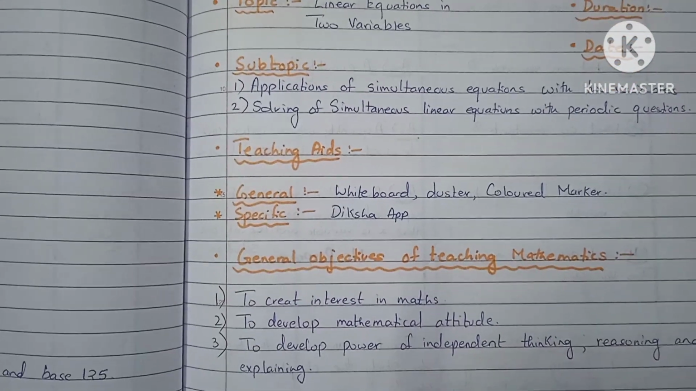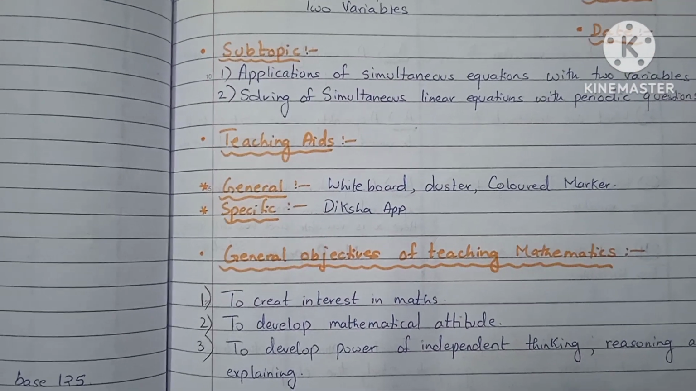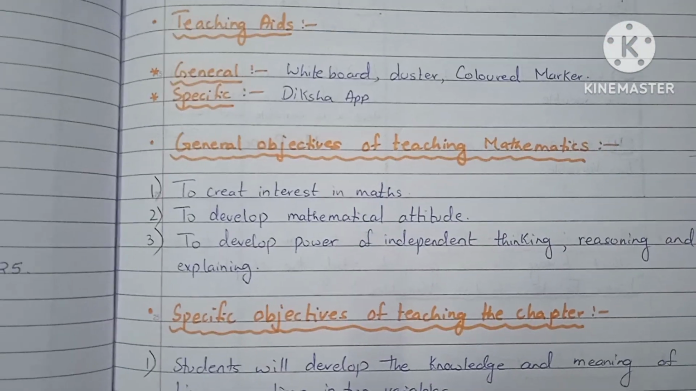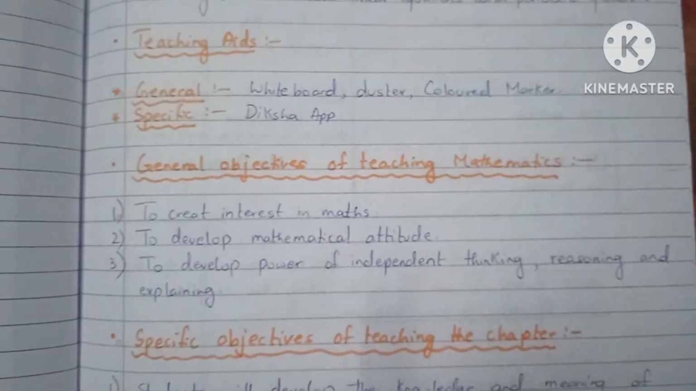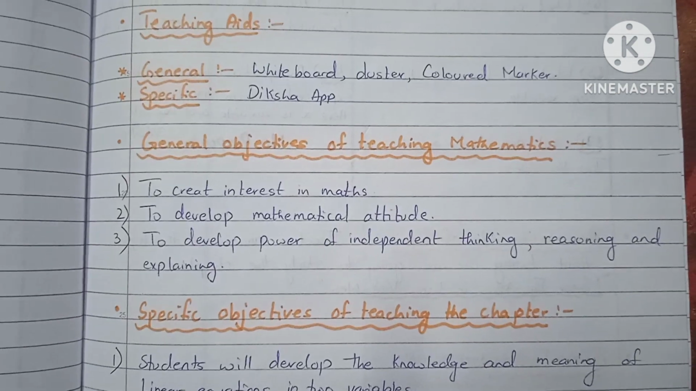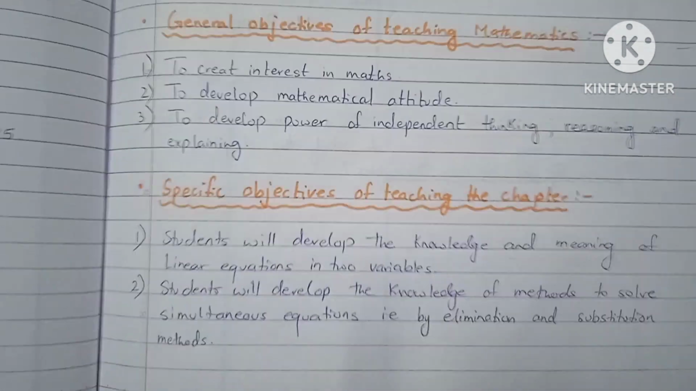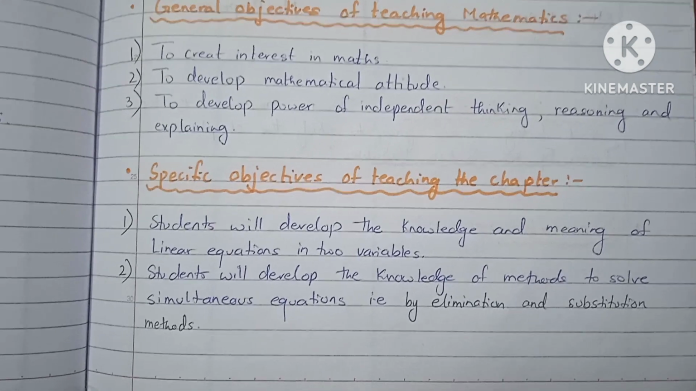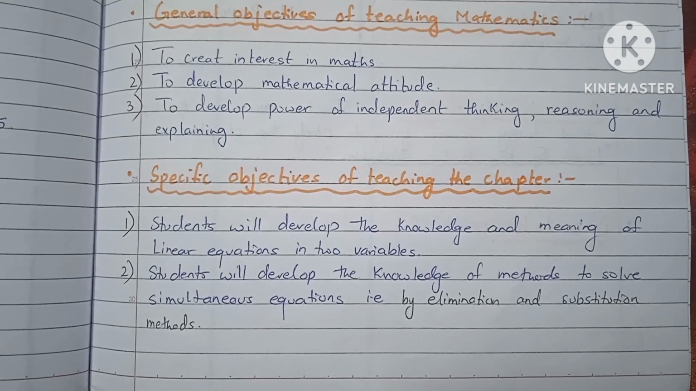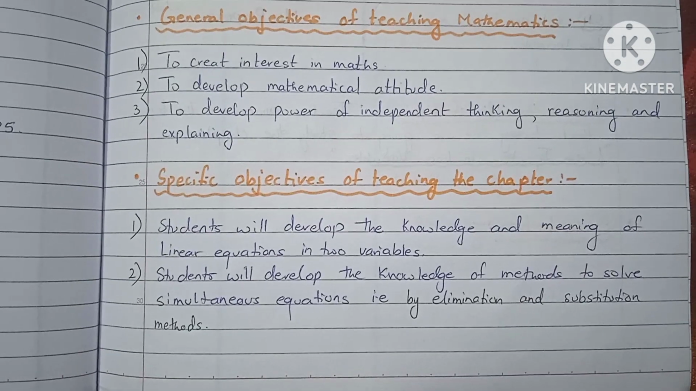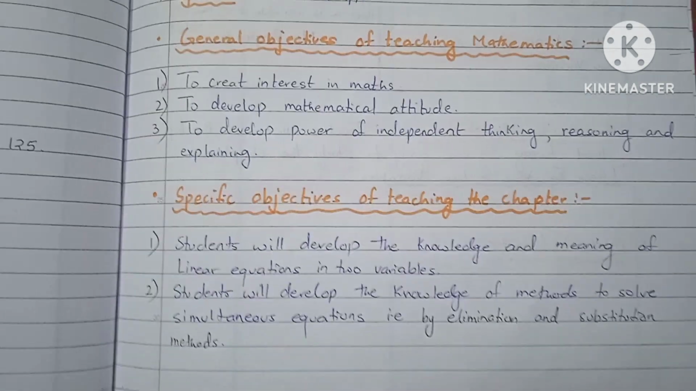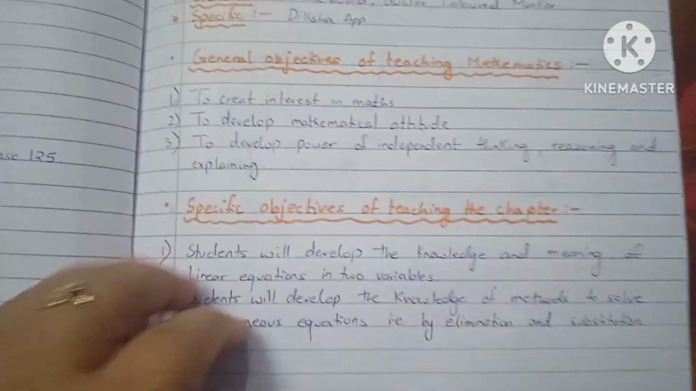Teaching aids in general, we have got whiteboard, duster, color marker, and Diksha app. In general, objectives of teaching mathematics is to create interest in math, to develop mathematical attitude, to develop power of independent thinking, reasoning, and explaining. The specific objectives of teaching the chapter is students will develop the knowledge and meaning of linear equations in two variables. Students will develop the knowledge and methods to solve simultaneous equations by elimination and substitution method.